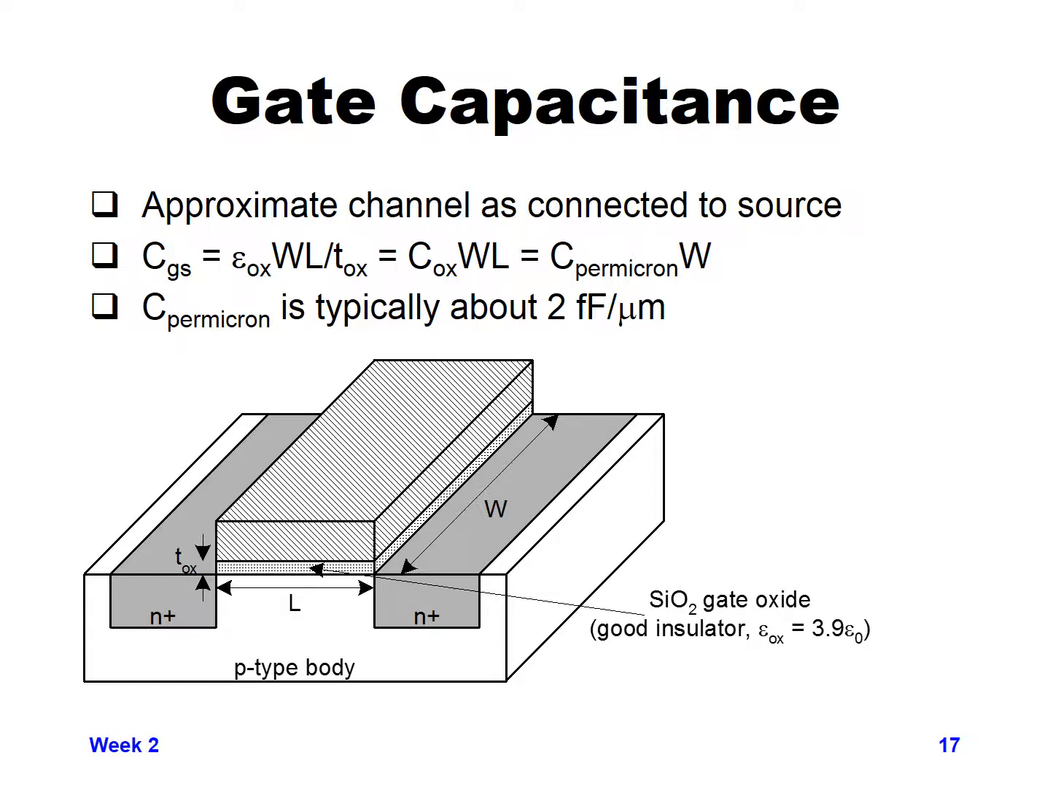Another way sometimes that they'll do this, since usually in digital logic you're going to use minimum gate length devices, is to take that minimum gate length and, instead of COX, use a COX per micron of the device, based on a given device length that you assume. And then that just gets multiplied by W. In the 0.6 micron process that we've been talking about in the past few slides, it's typically about 2 femtofarad per micron.